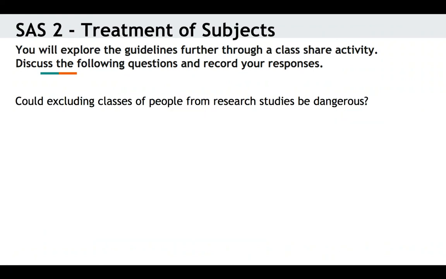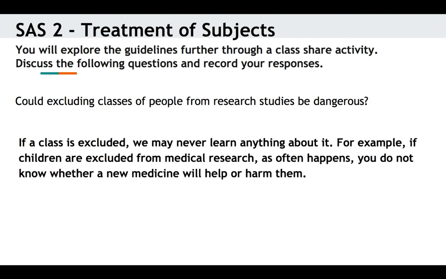All right. Could excluding a class of people from research studies be dangerous? Now let's look at the answer that the book gave us. If a class is excluded, we never learn anything about it. For example, if children are excluded from a specific medical research, as it often happens because they can't get informed consent, you don't know whether a new medicine will help or harm them. And that can be an issue, especially when it comes to things like childhood cancer.